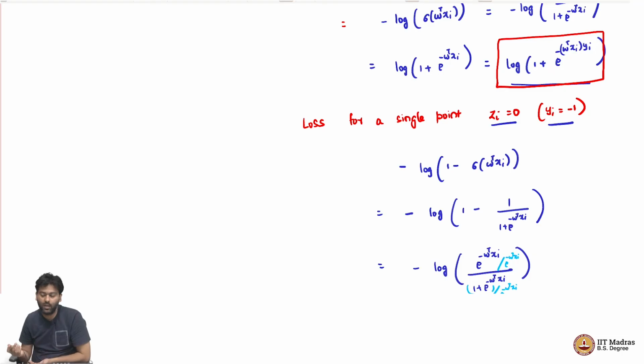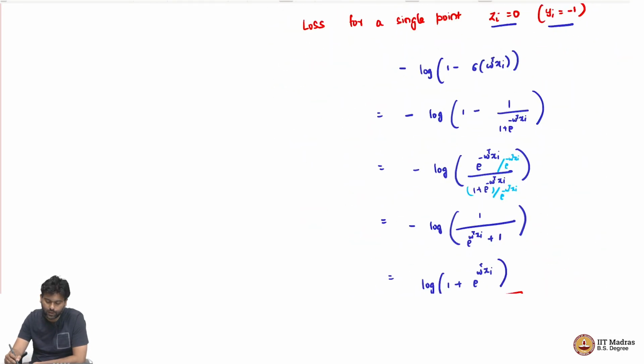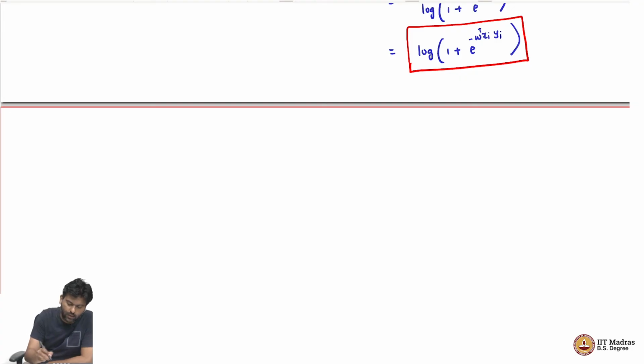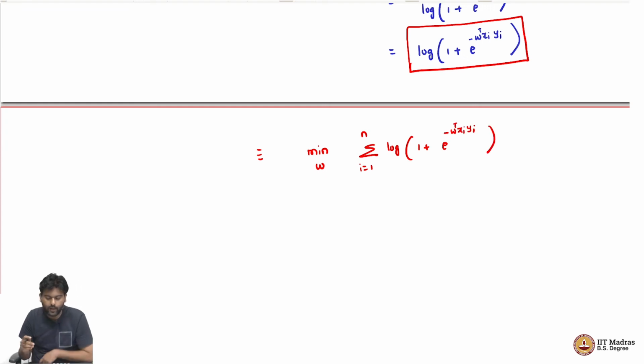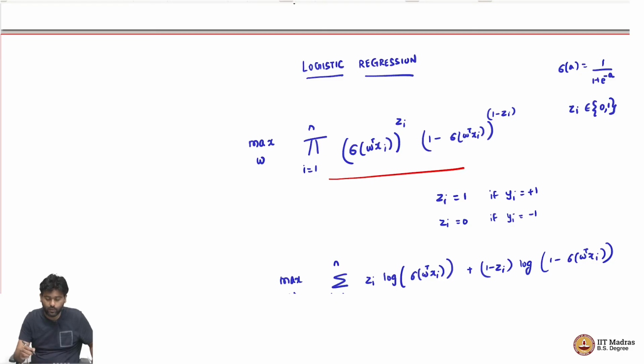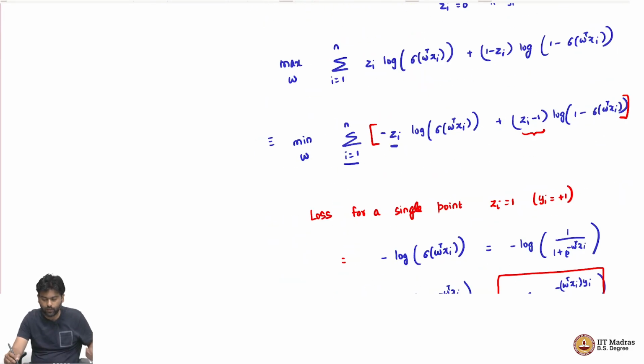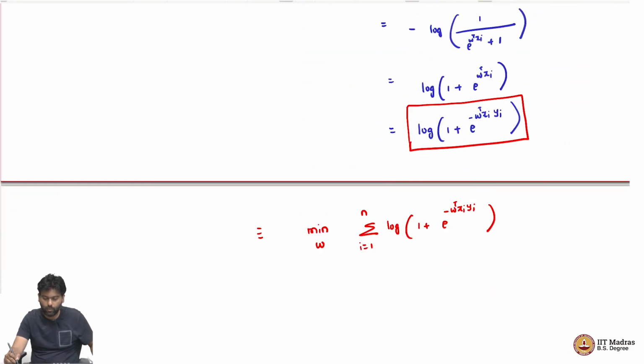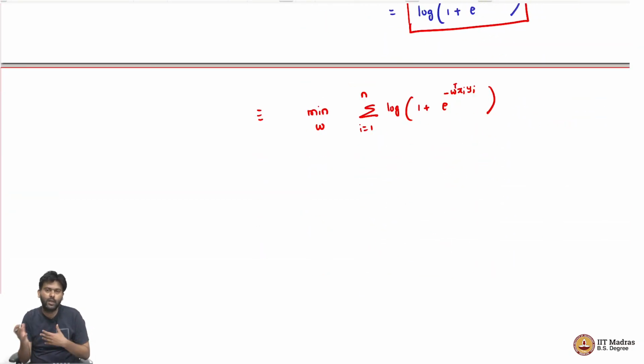What does it mean? It just means that my logistic regression can be equivalently thought of as minimizing over W the sum over i equals 1 to n of log of 1 plus e power minus W transpose Xi Yi. If I have the data set and I represent my labels as 0 and 1, then I would write it the earlier way, which is the maximum likelihood formulation of the logistic function's probability. Or if I represent it as plus 1 and minus 1, then I can simplify it and put it in this way.